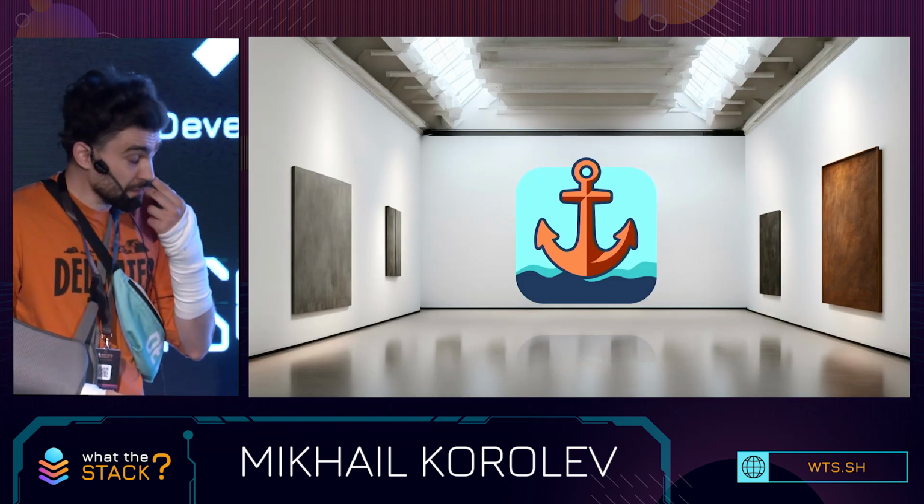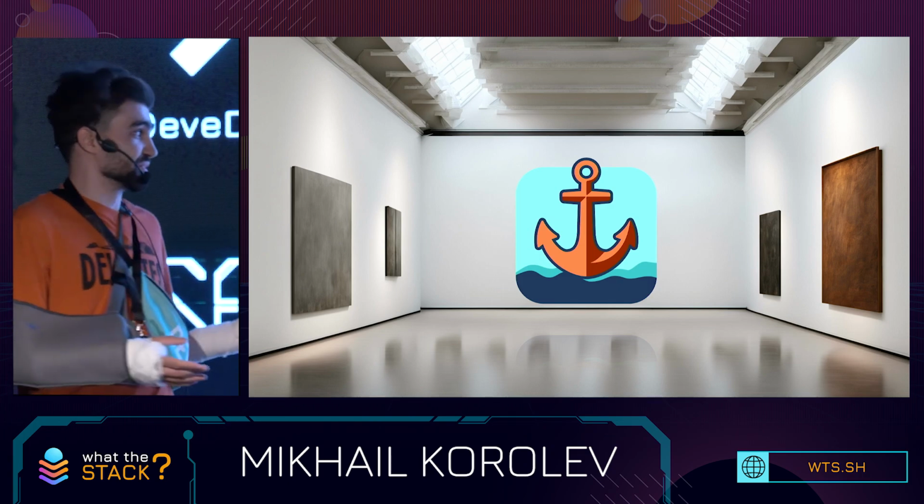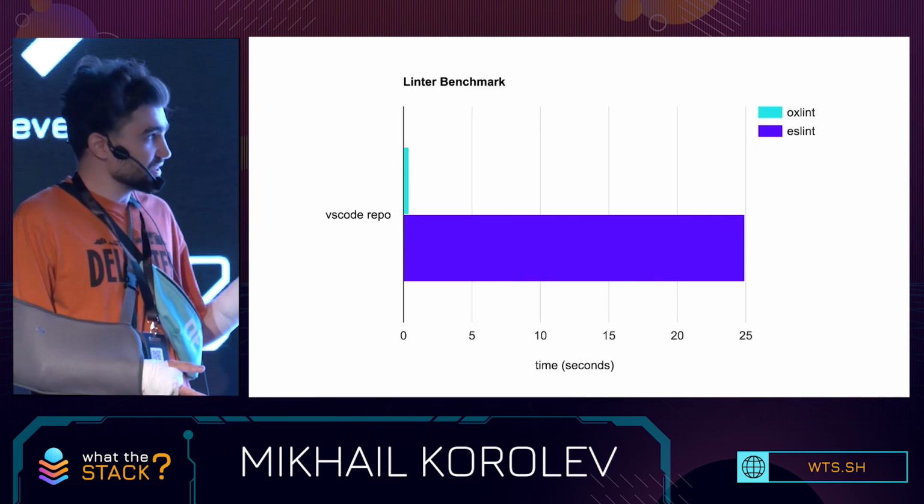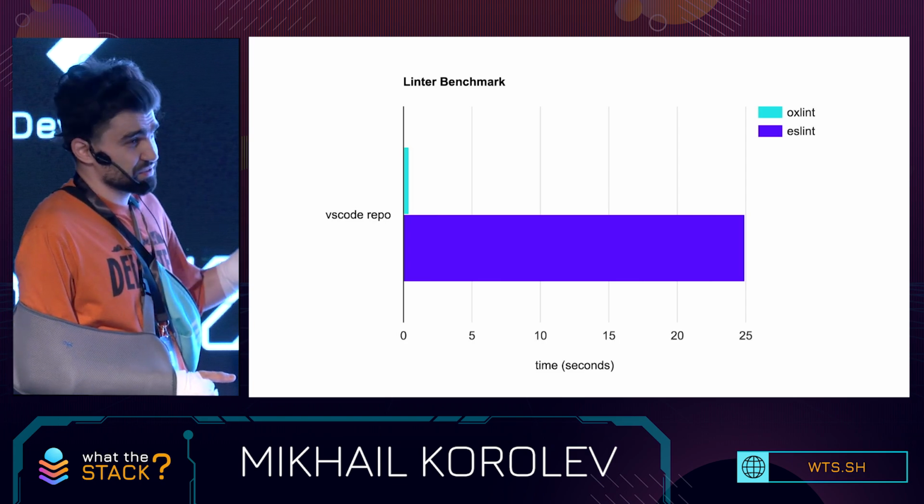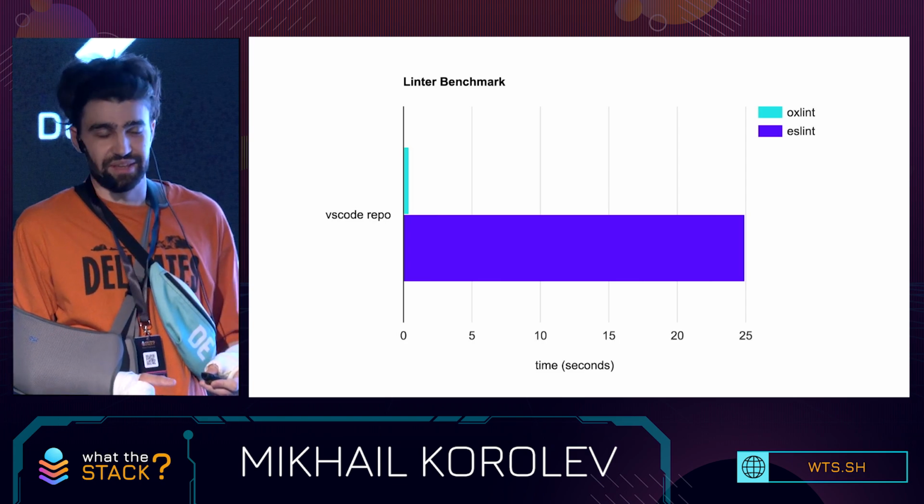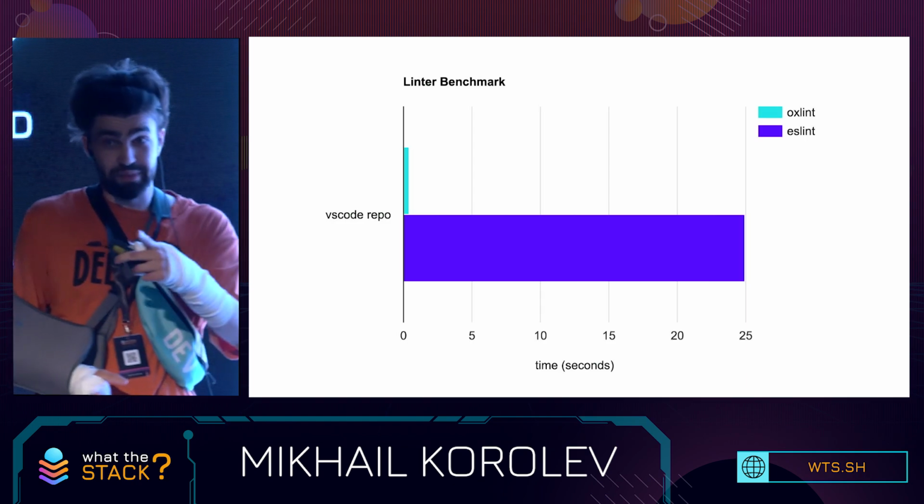Right. Now, finally, onto the Oxidation Compiler, which is, let's just say for now, a really, really fast linter. And it is approximately 50 times faster than ESLint, as reported by some of the benchmarks here. But we'll come back to this later.